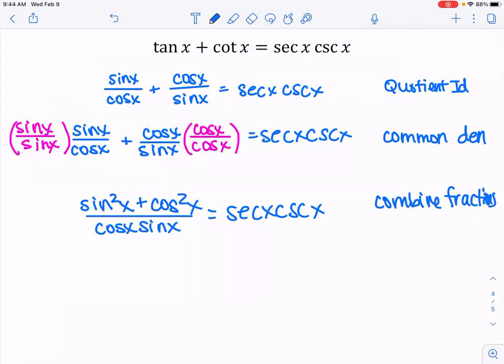Now, if you wrote add fractions and I wrote combine fractions, I'm not going to be picky about that. I understand what you mean. I just need to be able to follow your train of thought. Now, in our numerator, do you see something exciting? Sine squared plus cosine squared is a Pythagorean identity.